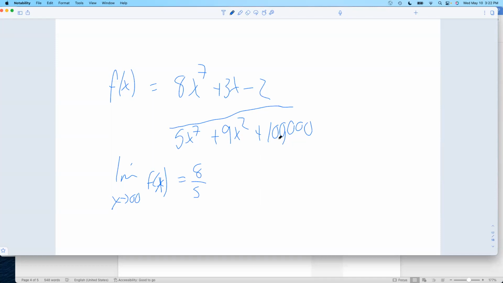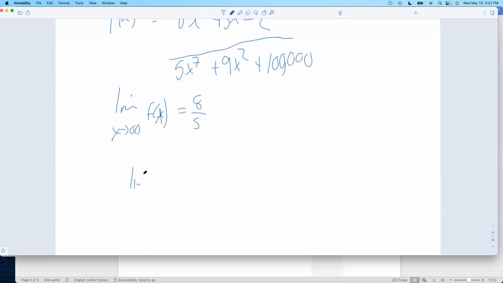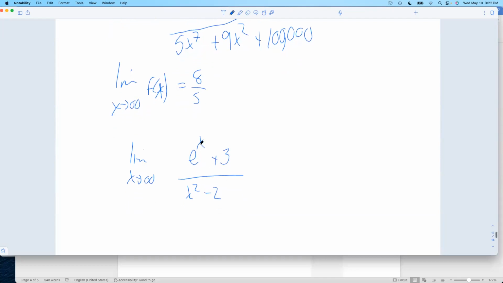Now, why we care about all this is we're going to be looking later at limits of weird looking functions. And what we care about is dominating behaviors. I'm giving you a preview here. What if I wanted the limit as x goes to infinity of e to the x plus 3 over x squared minus 2? Well, both top and bottom want to shoot off to infinity. If I were to plug in infinity into the top, this thing's getting bigger and bigger. So is the bottom. The question is, who wins?